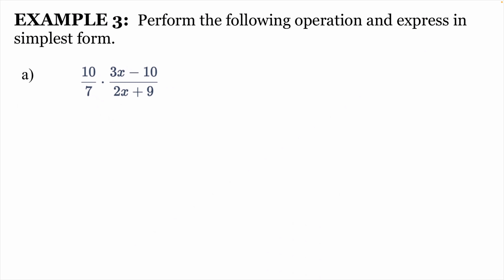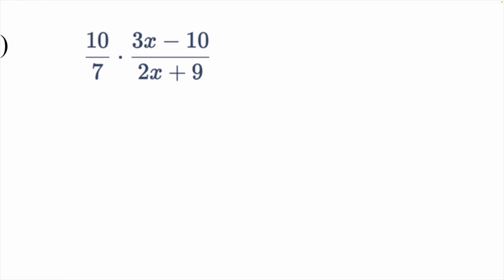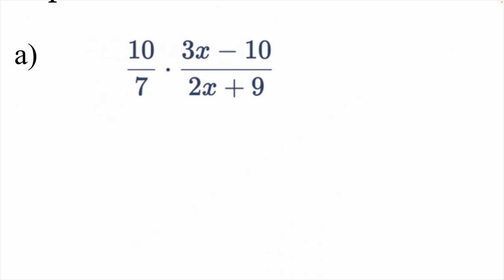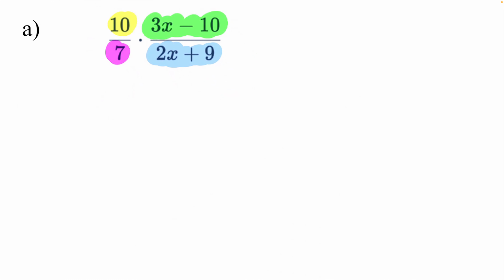Still multiplication. Okay? So now when we have binomials and trinomials, we do it a little different. The first thing I'm going to do is highlight each. So these are the two numerators. These are the denominators. The reason I do that is because first thing you do is you break down everything. What does that mean?